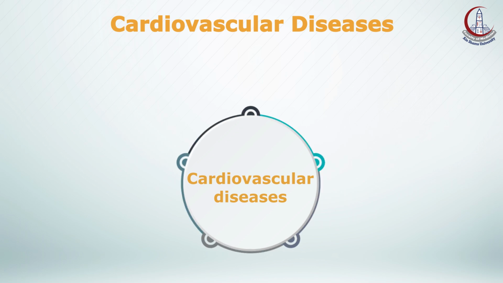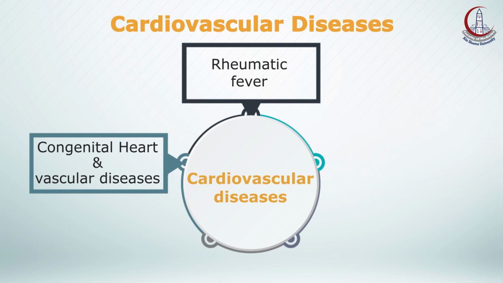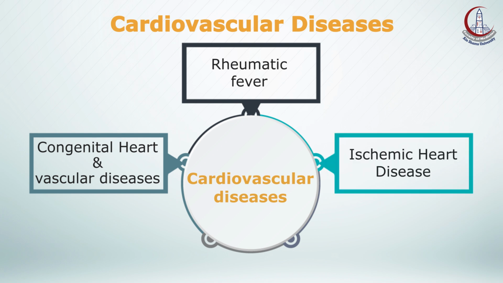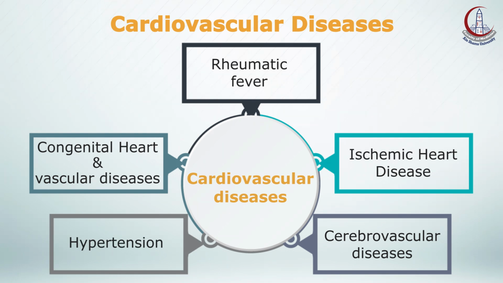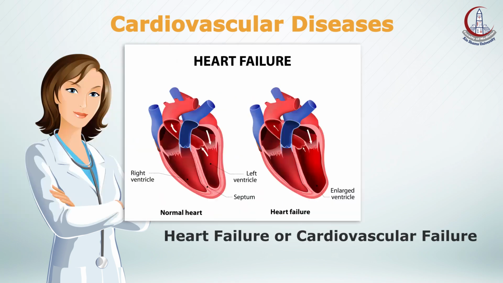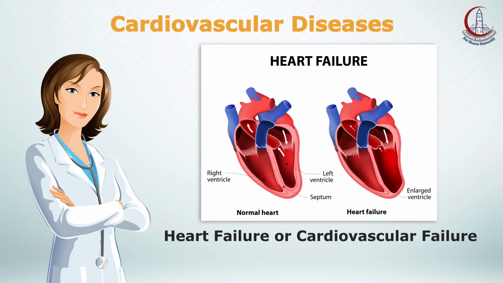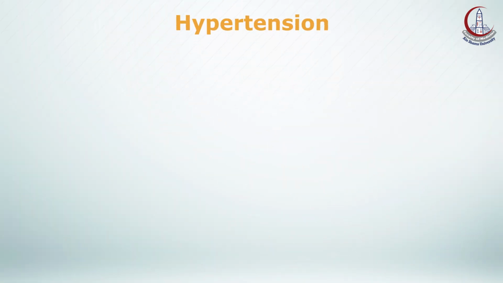Cardiovascular diseases include congenital heart and vascular diseases, rheumatic fever, ischemic heart disease, cerebrovascular diseases, and hypertension. Many of these conditions end up in heart failure or cardiovascular failure, which should not be considered a separate cause of death, but a complication of any of the above-mentioned diseases. Let's begin with hypertension.